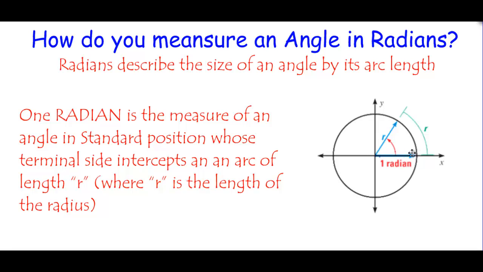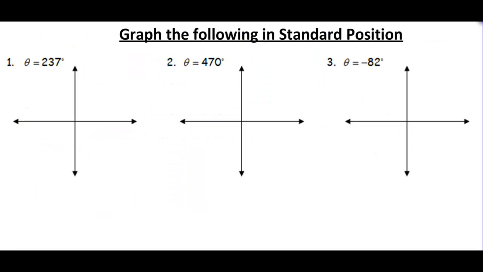Again, the vertex is at 0 on our x-axis, and the terminal side, the side that stops, intercepts the arc. So this stopping side intersects an arc of length r. And again, the r is the length of the radius. So we're going to graph these in standard position.